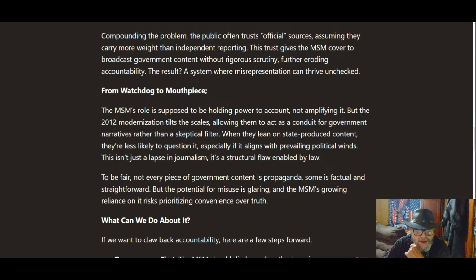But the 2012 modernization tilts the scales, allowing them to act as a conduit for government narratives rather than a skeptical filter. When they lean on state-produced content, they're less likely to question it, especially if it aligns with prevailing political winds. This isn't just a lapse in journalism, it's a structural flaw enabled by law.